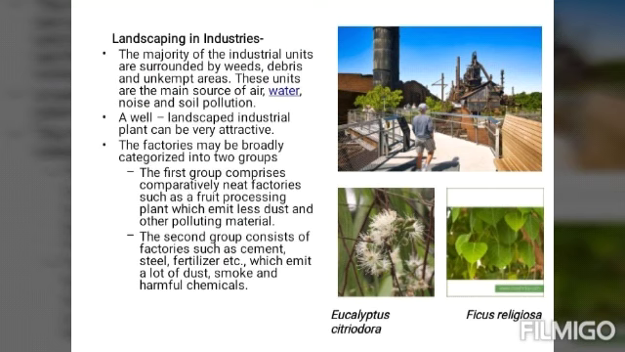What are those plants? They are like eucalyptus, Ficus religiosa, and Ficus benjamina, and so on. These are some examples which are suitable to plant in areas where there is so much pollution. So these are some of the important points that I have mentioned related to the landscape in industrial places.